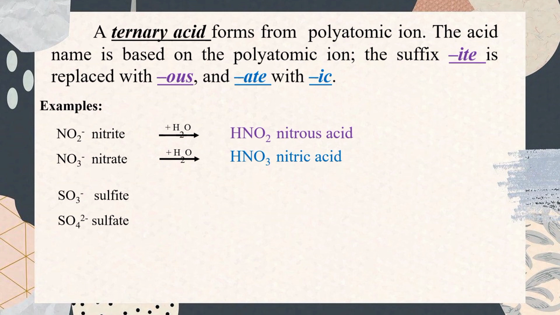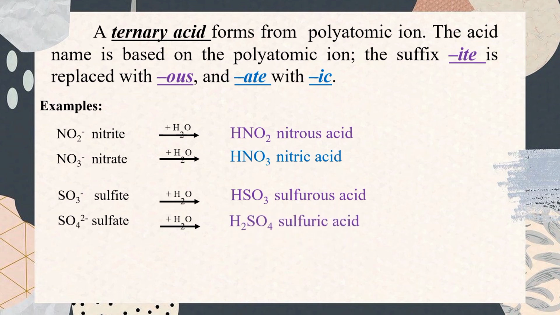We also have SO3 and SO4, sulfite and sulfate respectively. When added to water, they form an acid. For sulfite, the acid formed is H2SO3, which is sulfurous acid. And for sulfate, the acid formed is H2SO4 or sulfuric acid.